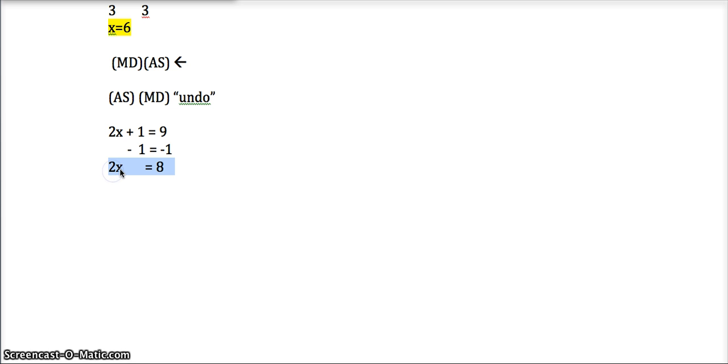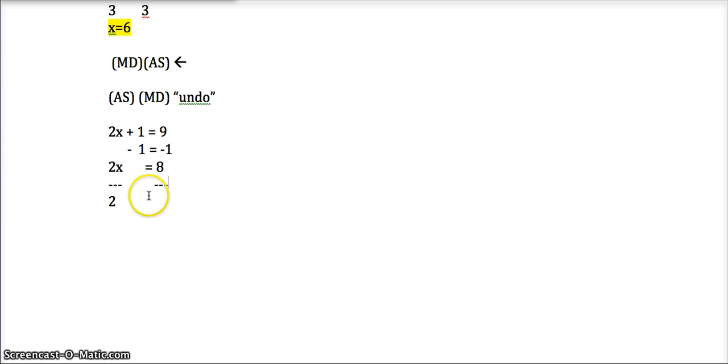Now this is what you were solving last week. This is a one-step equation because we just eliminated one of those other steps by solving up there. So now we have 2x equals 8. Well, we just divide both sides by 2, and divide over here also.